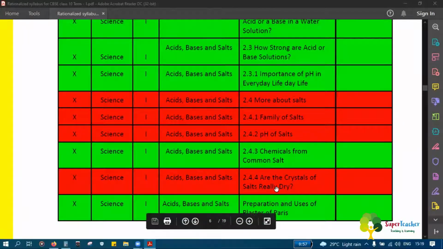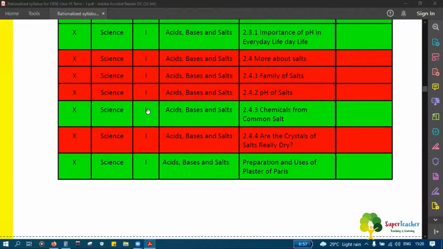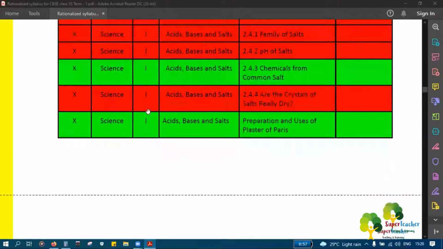Crystals of salts really dry, this concept is also removed. Like this, these are some of the concepts that are removed when it comes to the acid, bases, and salts chapter. So I'm talking only about term 1, the chapters which are there in term 1 related to chemistry.